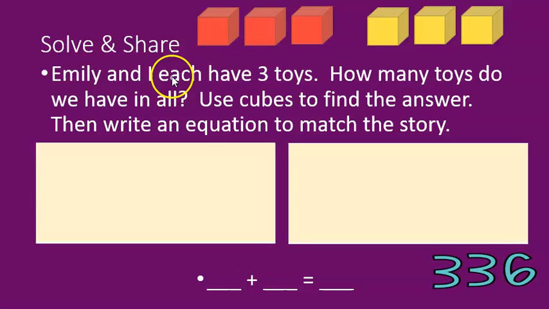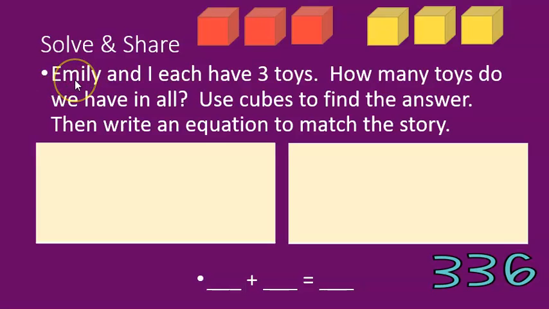Emily and I each have 3 toys. How many toys do we have in all? Use cubes to find the answer. Then write an equation to match the story. Equation is this section right here. This is what you call an equation. Now let's come back up and let's break apart this sentence by sentence.